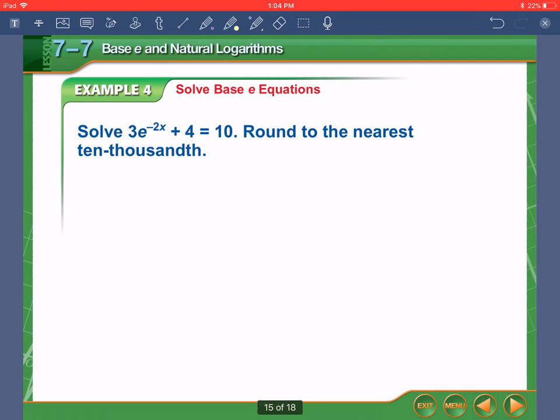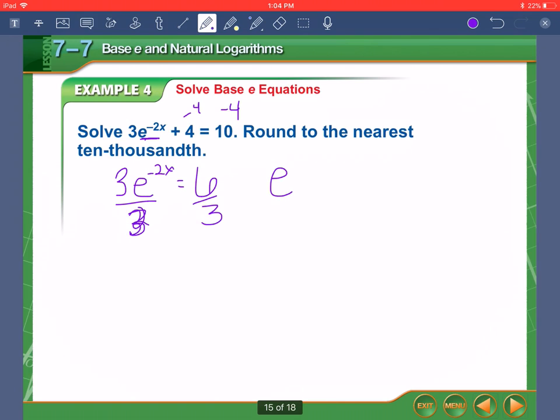Okay, solving now. So I've got 3e to the negative 2x power plus 4 equals 10. So I'm going to work to get x alone. So my first step is I'm going to work to get e to the negative 2x alone. So I'm going to subtract 4. So I get 3e to the negative 2x equals 6. Now I'm going to divide by 3. So I get e to the negative 2x equals 2.